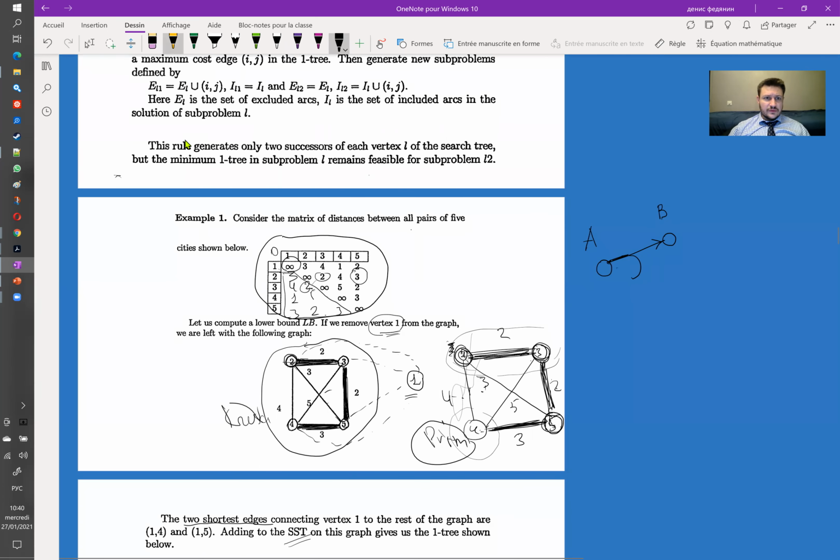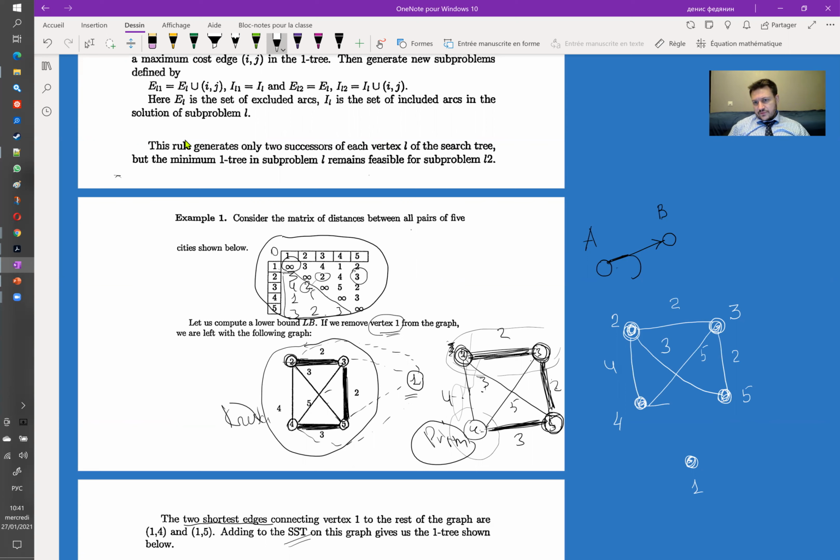Maybe I should rewrite it. So we have cities 2, 3, 5, 4, and 1, and we have distances 2, 2, 5, 3, 4, 3, and we have distances from 1 and 2, distance 3, and we have 1 to 4, 1 to 5, 2, and 1 to 3.